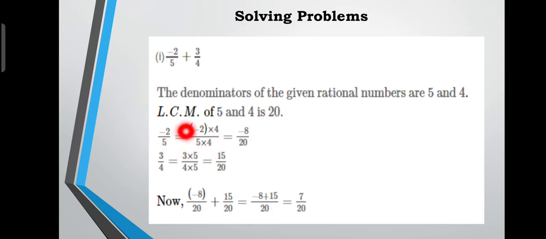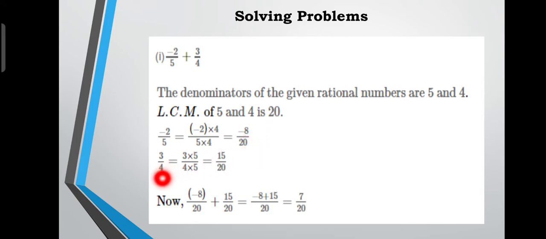So, write the first fraction, minus 2 by 5. You have to check in the denominator which number can be multiplied so that it will be equal to 20. Yes, so we can multiply 5 into 4, which is equal to 20. That same 4 we can multiply in the numerator. So minus 2 into 4, 4 2s are 8, then plus into minus is minus. So minus 8 by 20.